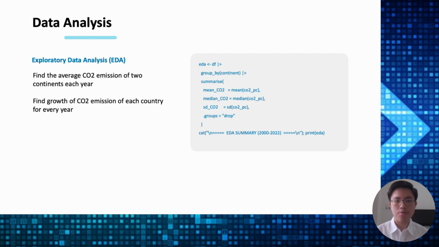Exploratory data analysis to find the average value of CO2 emissions from Asian and European continents was carried out by grouping data by continent. Then, the data in the same group is calculated using the mean function. The second exploratory data analysis, finding changes in CO2 emissions in each country from the year 2000 to 2020, was carried out by reducing the emission value in the year 2020 with the year 2000 and then dividing it by the emission value in the year 2000.